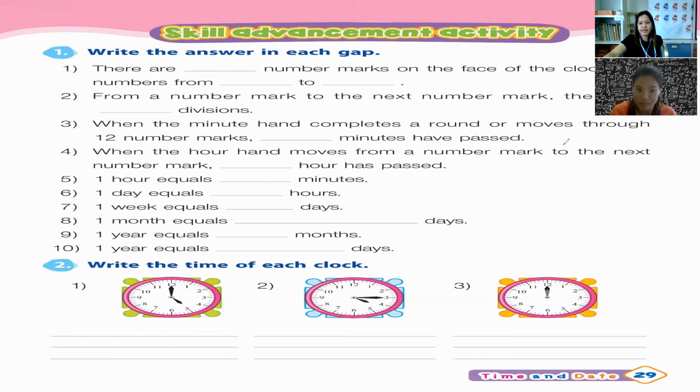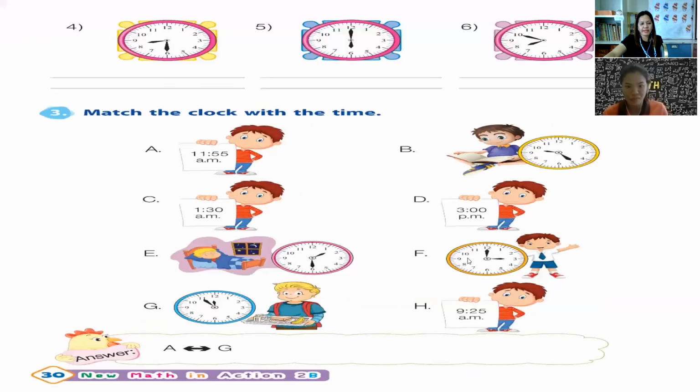Proceed to page 30. Let us check page 30. You just continue the nighttime and the daytime, and then match the clock with the time. Very easy, teacher, we are just going to match it. How to do this? You just put an arrow or just connect it.